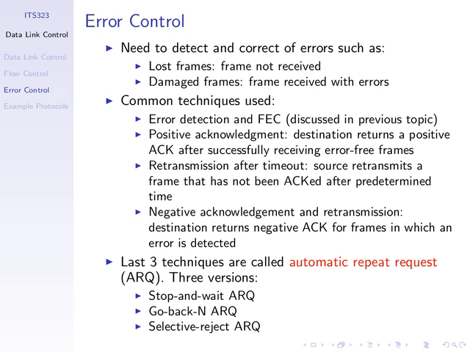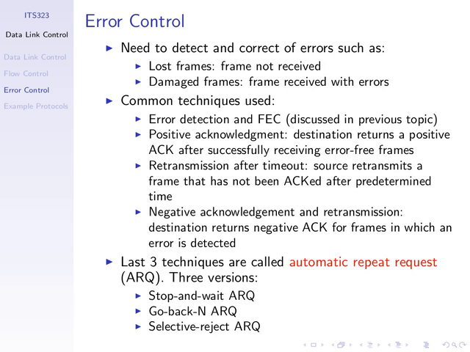Another type of error is that we transmit a frame, the frame reaches the destination, but there are bits in that frame that are in error. That is, if the frame contains 100 bits, maybe some of those bits are wrong. That is, they are transmitted as bit 1, they are received as bit 0. We call that a damaged frame. A frame that's received, but it contains errors. In both cases, we need to deal with them. We need to be able to detect that there are errors and correct them.